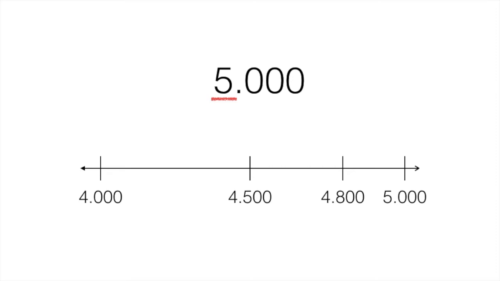Okay, pretty cool, right? Again, here it is on the number line. 4.800 is between 4 and 5, but it is greater than 4.500, which is the halfway point. So to round to the nearest whole number, we have to round it up to 5.